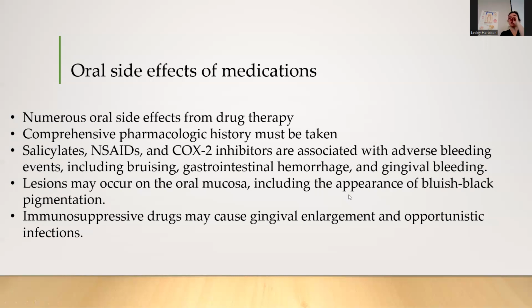And then immunosuppressive drugs may cause gingival enlargement, or the opportunistic infection is the big one. If you don't know by the end of these 2 years that immunosuppressants can cause opportunistic infections, that's guaranteed to be on your board. So just pin that. Cyclosporin is the one that can cause gingival enlargement, and any immune suppressant can cause opportunistic infection, which is the main one that we think of?